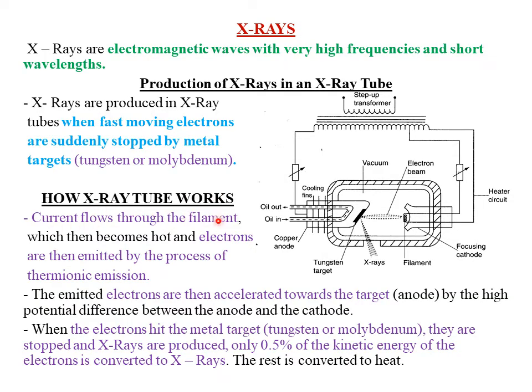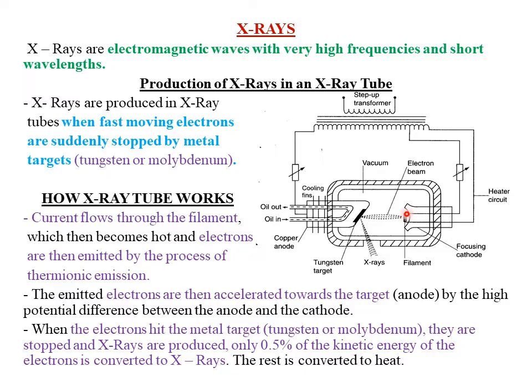The current flows through the filament. We have the heater circuit here, which is supplying us with the current through this filament. The filament is going to get heated, because remember, the filament is going to convert the electrical energy into heat energy, just in the same way that you use heating coils.